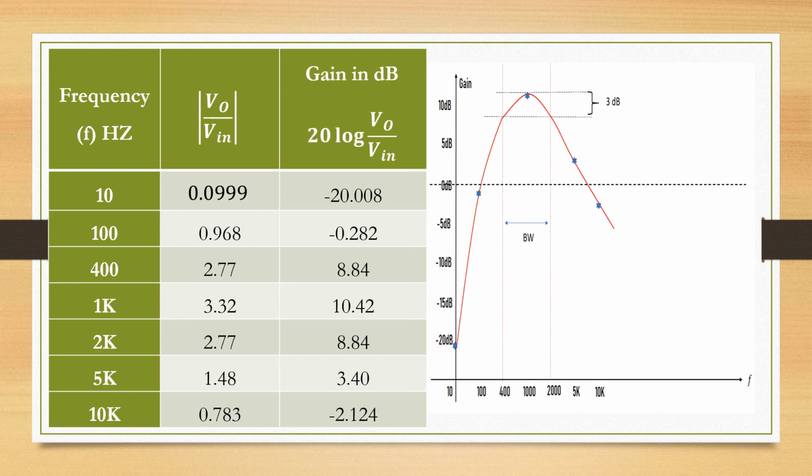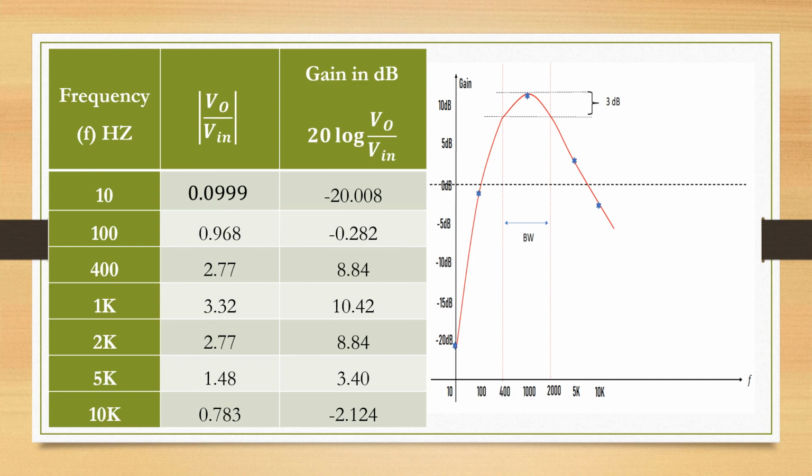Here the maximum value is 10.42. So 10.42 minus 3 dB, we will get nearly 8.84, which is almost equal to that particular value. And this is how we obtain the frequency response of a band pass filter. This is the second part of the problem.